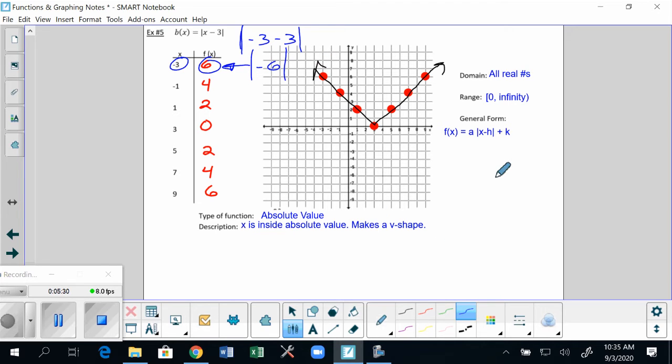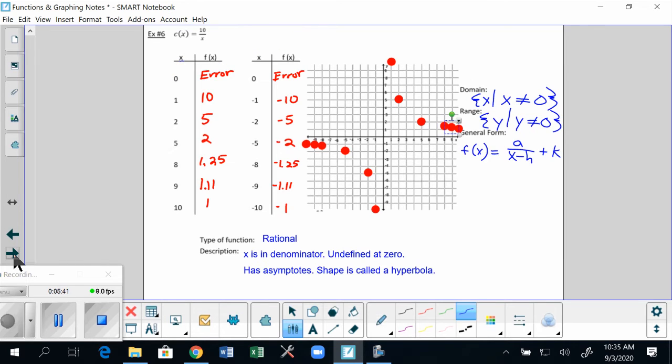And you can see the domain and range here. Go ahead and make sure you write down this general form of the absolute value function right here. The absolute value function makes the V shape. All right.